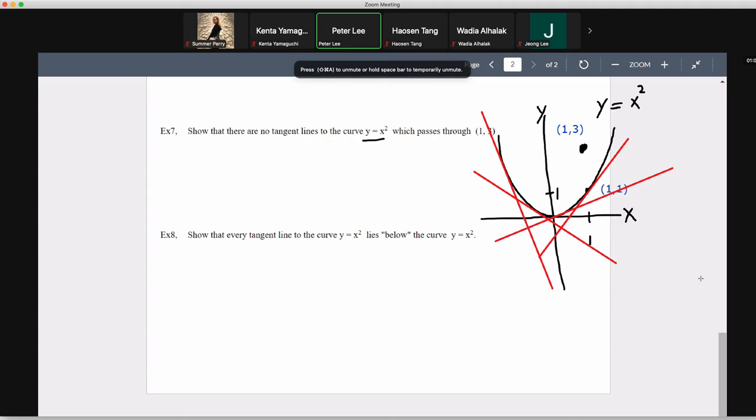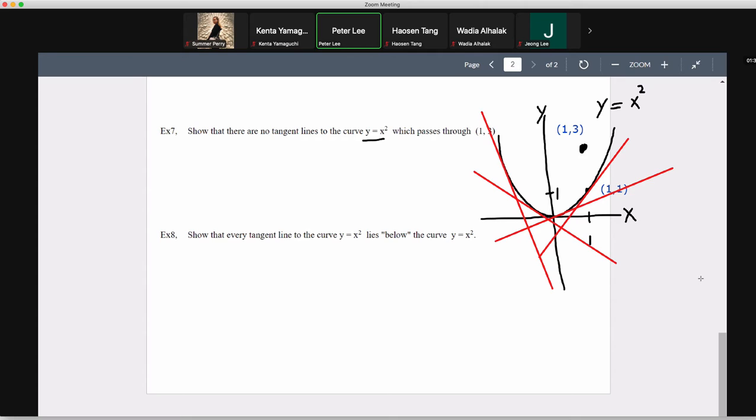And so in this case, if you look at the picture or the diagram or the graph, it looks clear. It looks trivial. But again, you cannot prove anything by a diagram. Okay? So now, on example 7, your job is to prove or show that there is no tangent line which will pass through the point 1, 3.